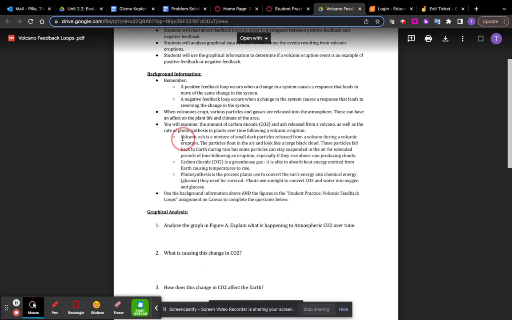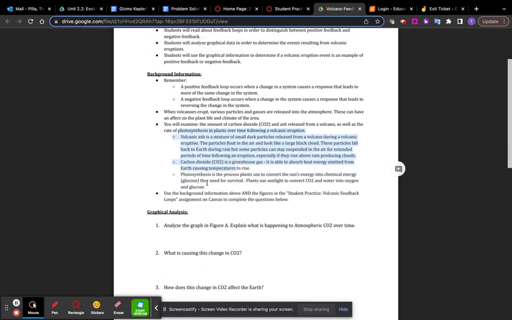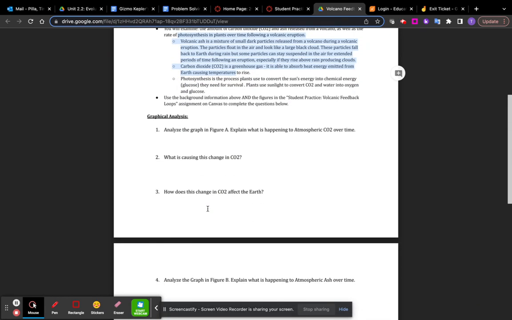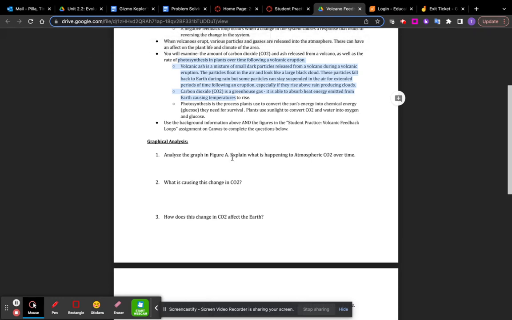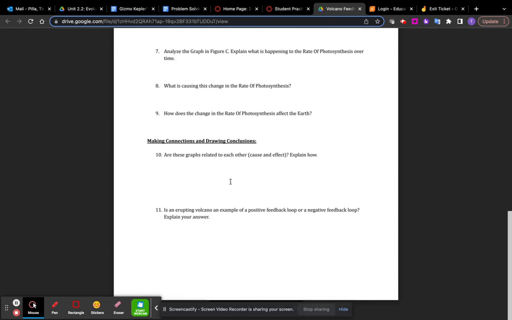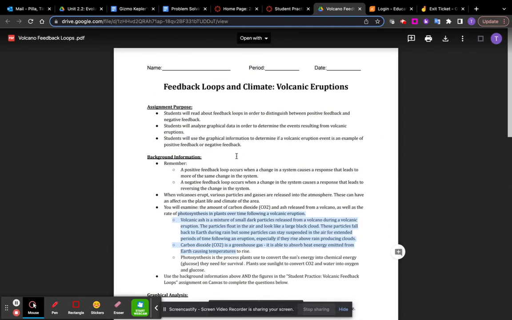Again, read very carefully. You're going to have to put some things together in this one. All right? You're going to figure some things out, analyze the graphs, and then you have to use the background information to come up with an answer. Is it a positive or negative feedback loop? And explain why.